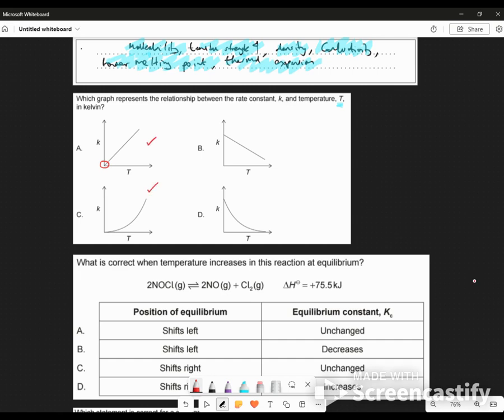But is it linear or is it an exponential? I've got a feeling it's an exponential because of Arrhenius. I'm going to guess that. But you know what? If you've got a problem with that, please ask me. I love arguments, you know that.